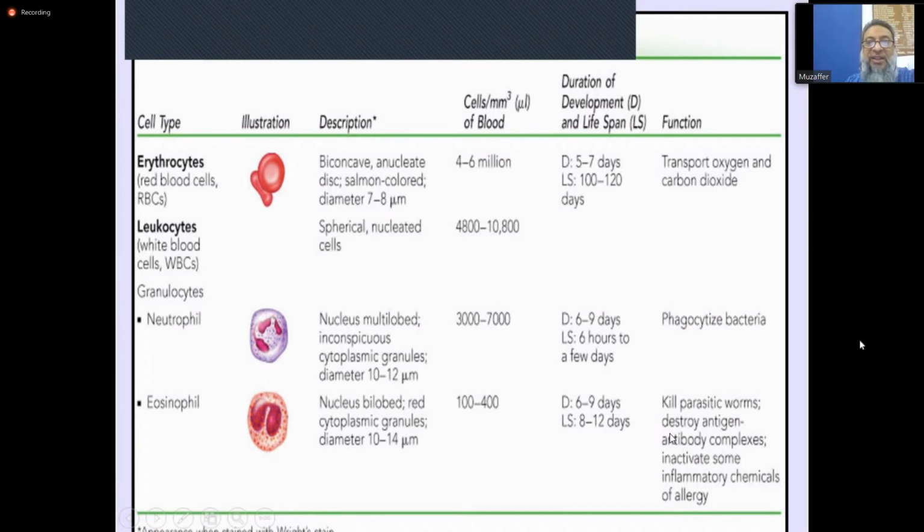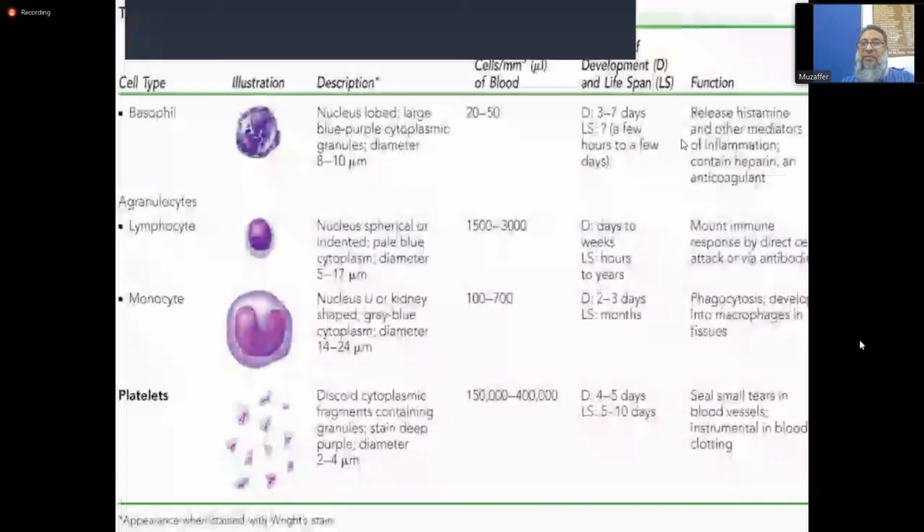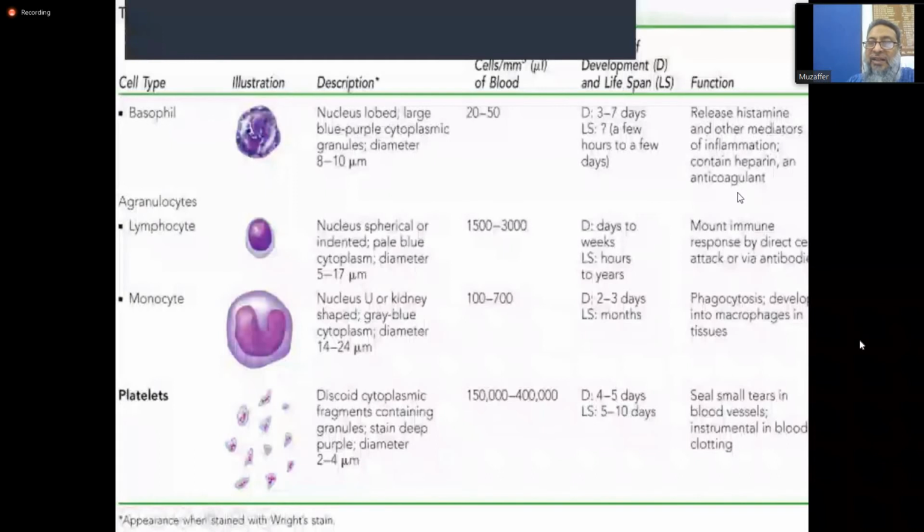Then we can see here the basophil, the basic staining cells. Their lifespan is a few hours to a few days, and they are responsible for releasing histamine and heparin. They release these inflammatory mediators. They contain heparin, which acts as an anticoagulant.